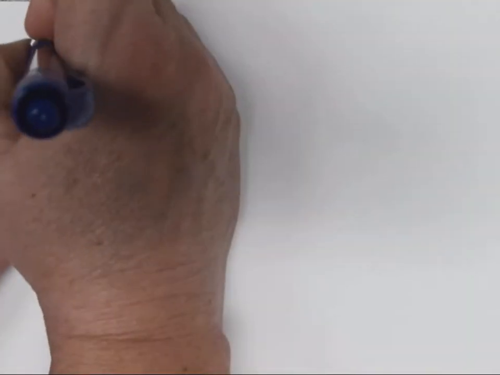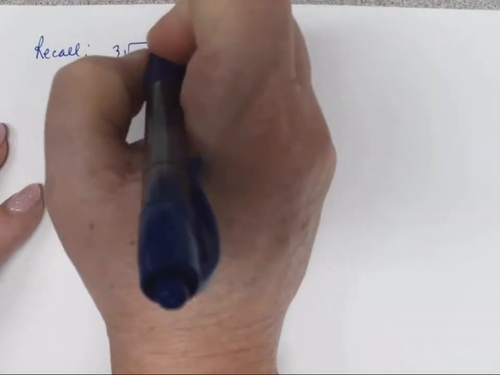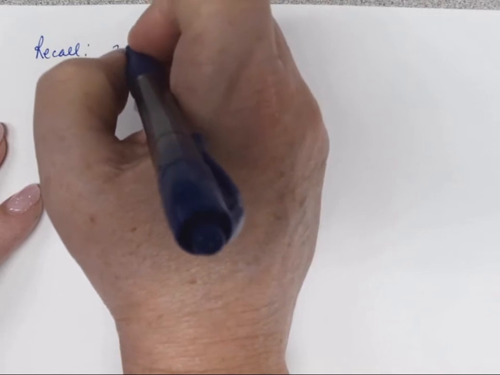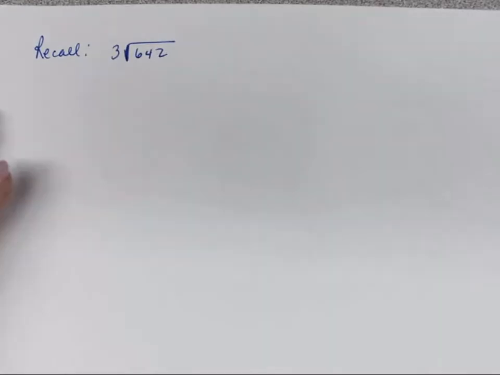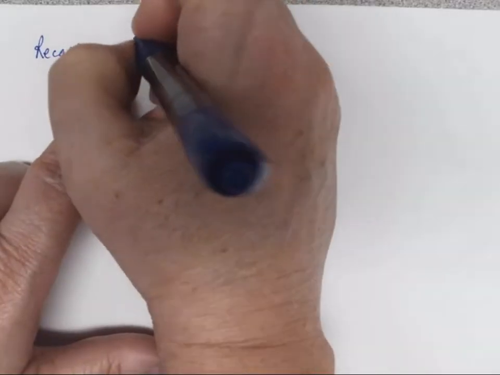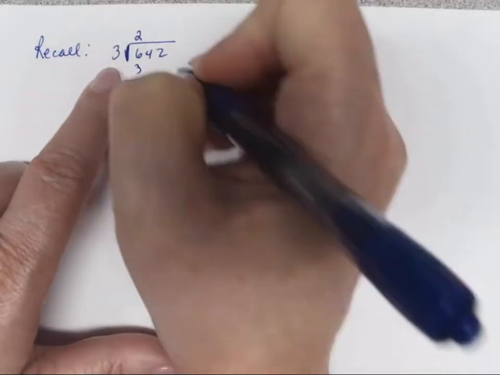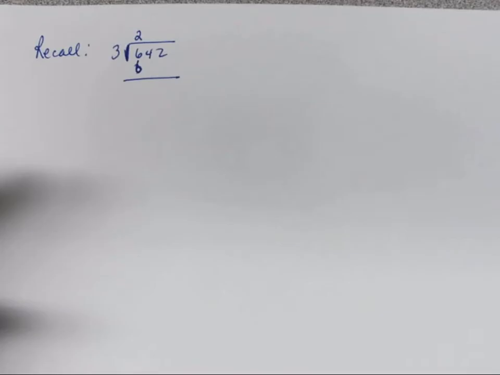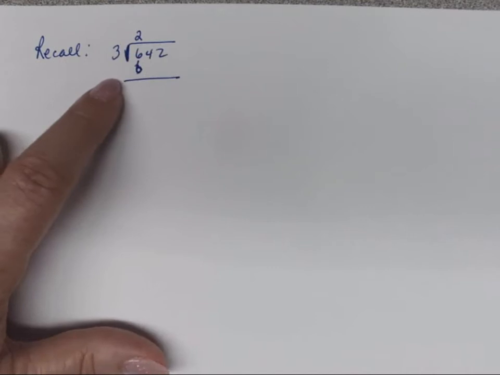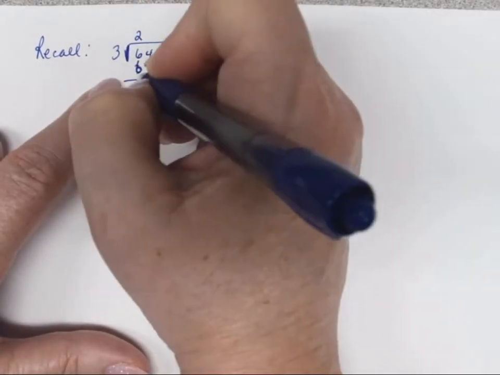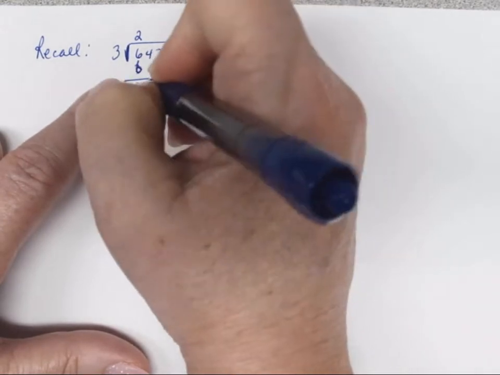So let's do some recalling. Recall that if we took 3 and divided it, not a square root, just a long division, into 642, we would take 6 divided by 3 will get us 2. 2 times 3 is 6. We draw the line and we change the sign without thinking about it. We went 6 minus 6 is 0. And then we would bring down the 4.